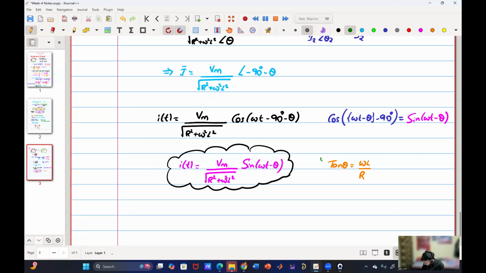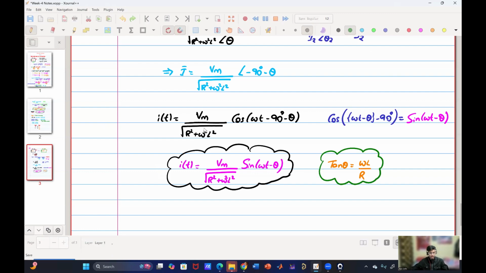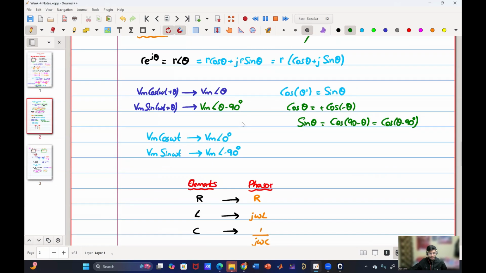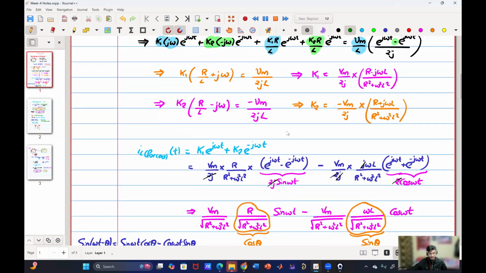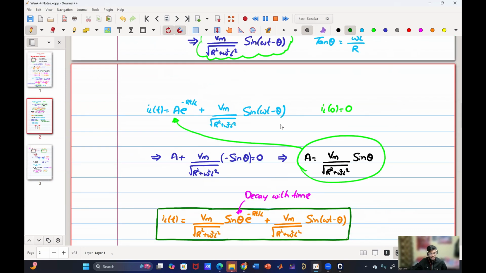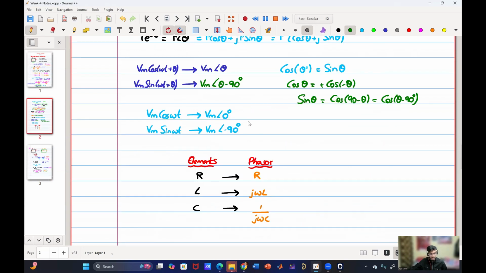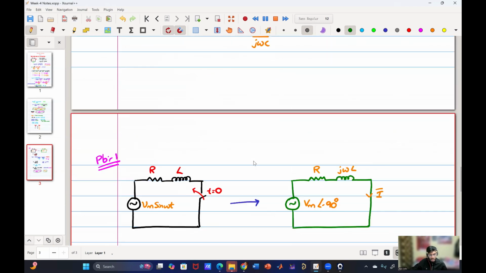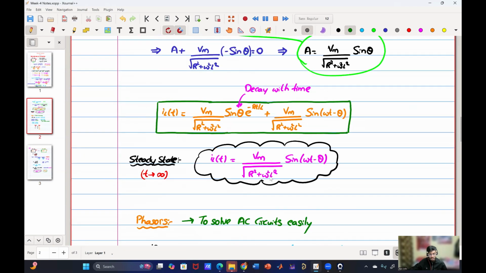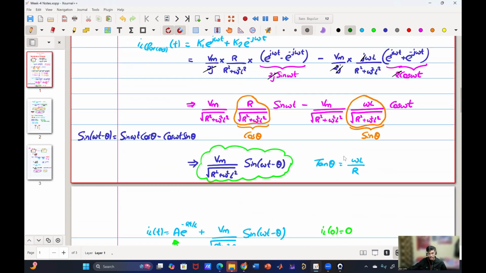So if you see, whatever we have solved using the entire classical method and solved many equations, the same we have obtained using the phasor in a lesser number of steps. So Vm by square root of r square plus omega square L square, sine omega t minus theta. Same expression, where tan theta is omega L by r. Here also tan theta is omega L by r.